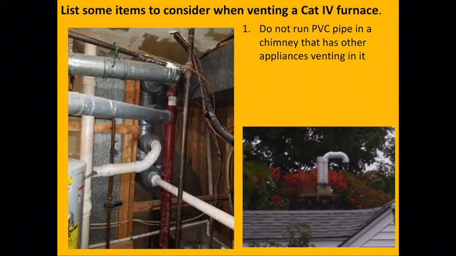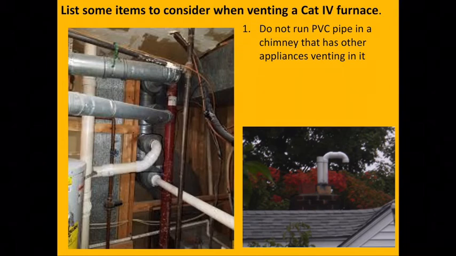All right, another thing to take a look at. What are some other things that we should consider? Well, certainly never run a PVC pipe into a chimney that has other appliances venting in it. The first thing is that would put you with probably a Category 4 appliance being vented with appliances that are likely a Category 1 appliance, completely against any type of code issues.